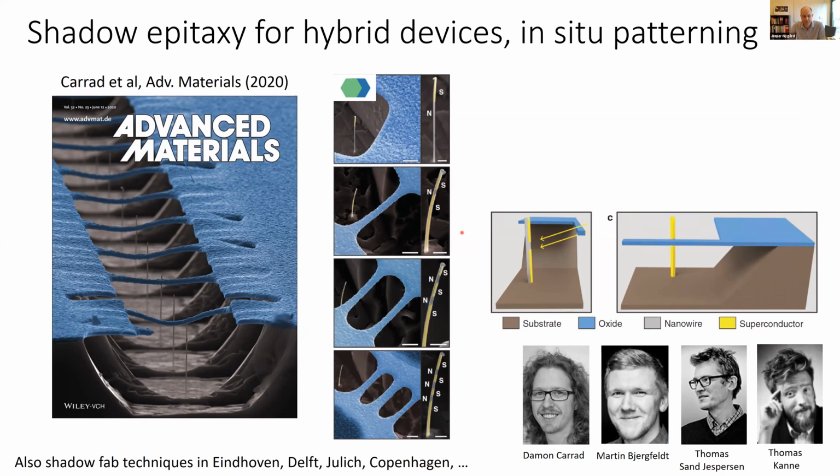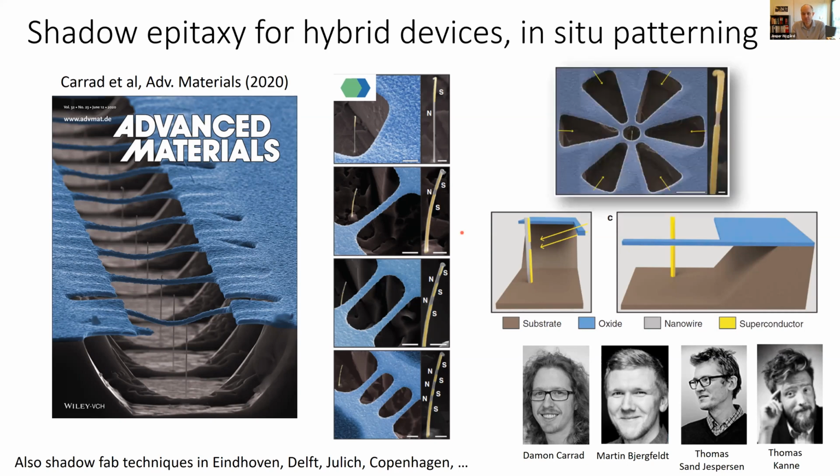There are other very good examples from Eindhoven, Delft, Zurich, and also Microsoft in Copenhagen using different strategies for making shadow structuring of devices. One can even transfer the concept to full shell wires where the wires are coated 360 degrees around by having such shadow bridges all around the wire and depositing from six different directions to get this full shell wire with just a Josephson junction in the center.